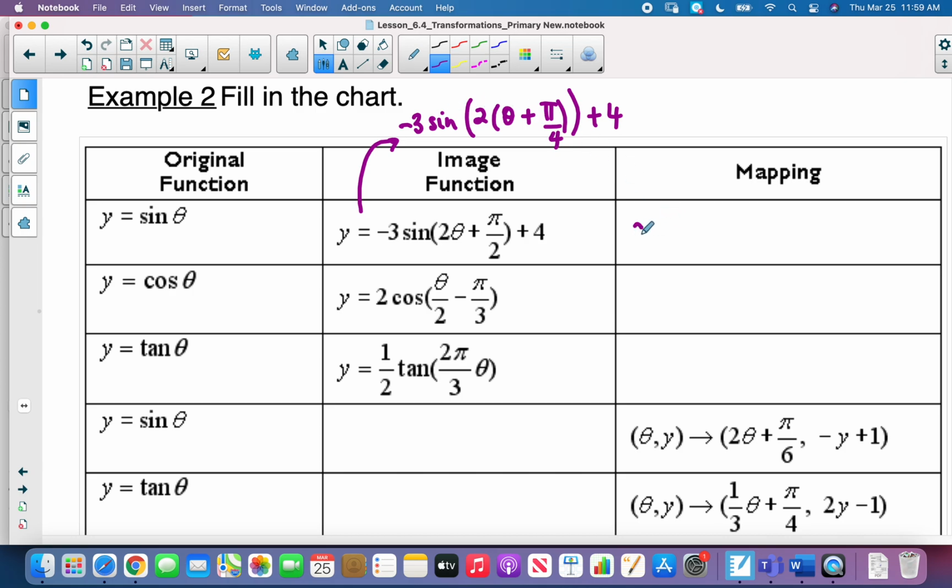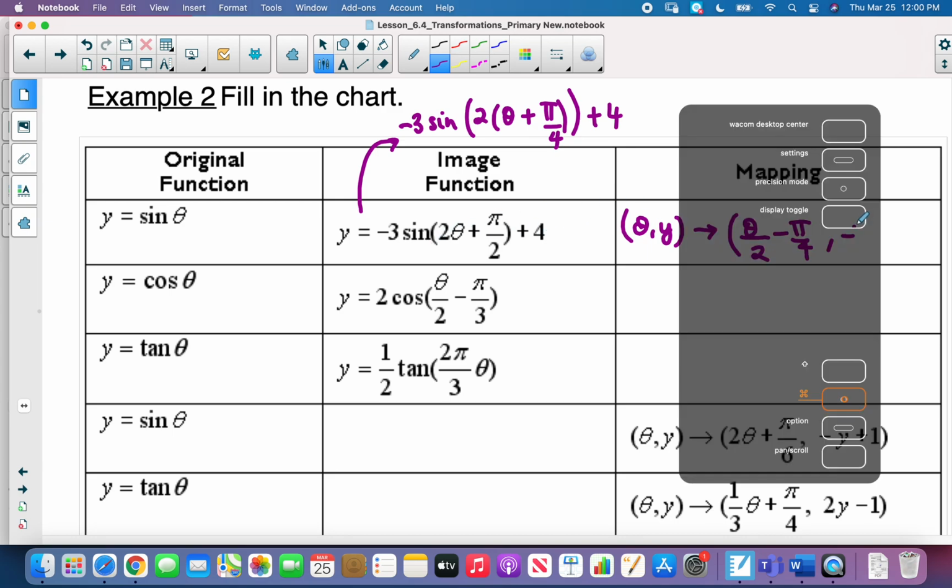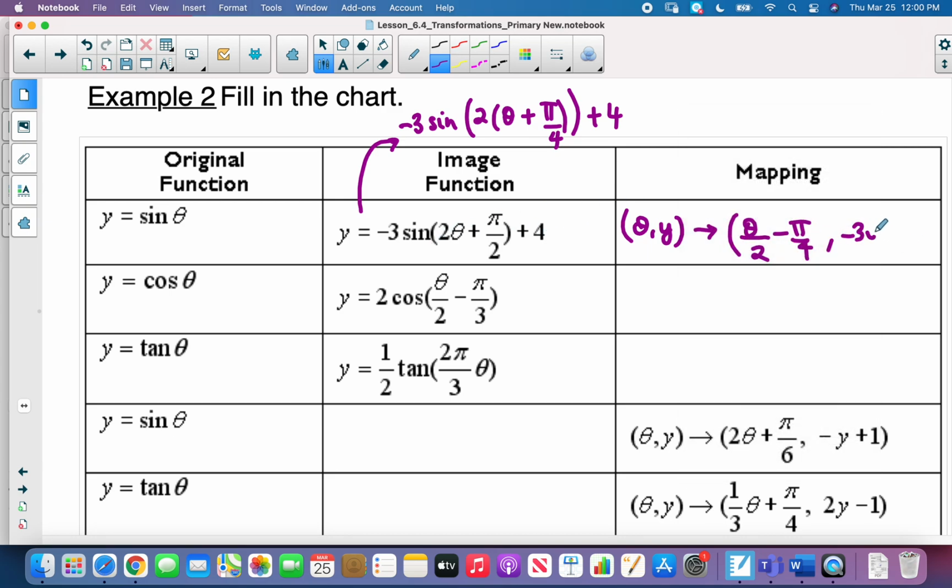So my theta in the parent function sine theta has become theta divided by 2, because the k value is 2, minus pi over 4. And my y value becomes -3y plus 4. Okay. Here, theta becomes... there is a k value here, let me take that out also.